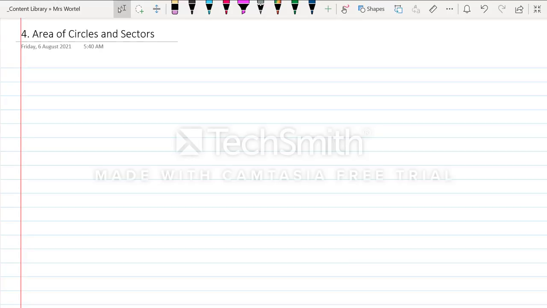Today's lesson, we're just going to have a look at working out the area of circles and sectors. So in our last lesson, we looked at how to work out the area of 6 different basic shapes. Now we're going to look at how to work out the area of circles, and stemming from that, how to work out the area of sectors. So let's get straight into it.